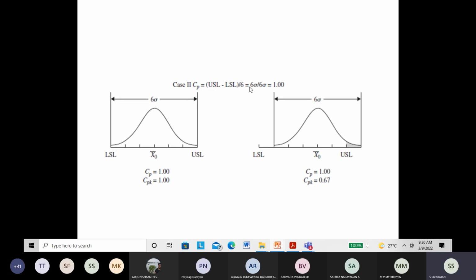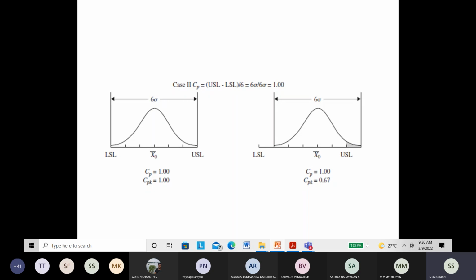Case 2. Here you see USL minus LSL is 6 sigma, and the process spread is 6 sigma, so 6 sigma by 6 sigma is 1. So CPK, X bar to USL, is also 3 sigma by 3 sigma, 1. This side also 3 sigma by 3 sigma, it is 1. So CPK is also 1. But here there is a difference. Here the process is up to here only.